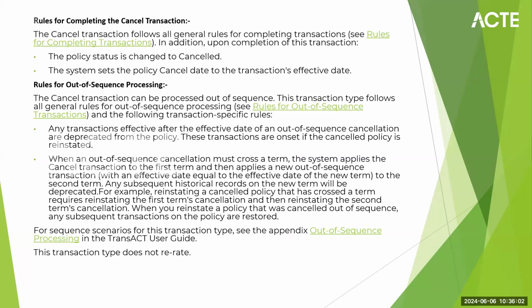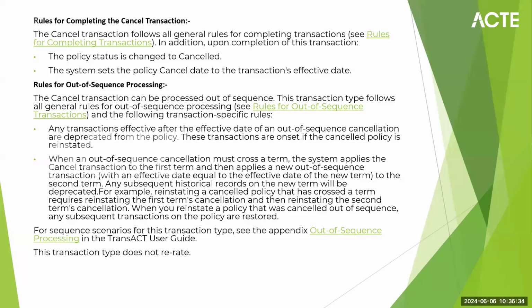When an out of sequence cancel must cross a term, the system applies the cancel transaction for the first term and then applies the out of sequence transaction. For example, reinstating a cancelled policy that crosses the term requires reinstating the first term cancellation and then reinstating the second term cancellation.